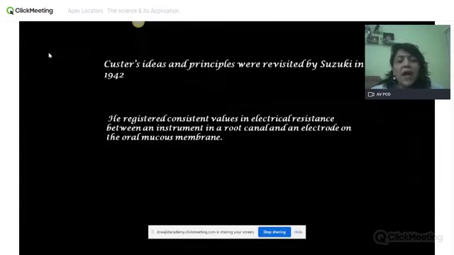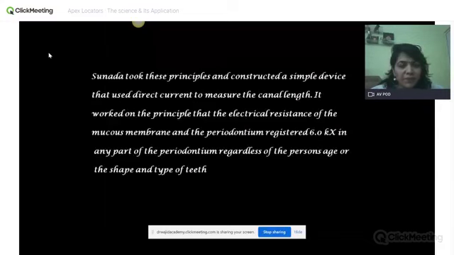Custer's ideas and principles were revisited by Suzuki in 1942. He registered consistent values in electrical resistance between an instrument in a root canal and an electrode on the oral mucous membrane. History is important because we understand the science behind the instrument that is in your hand today. Hence, we have to pay attention to their observations, their principles and concepts.